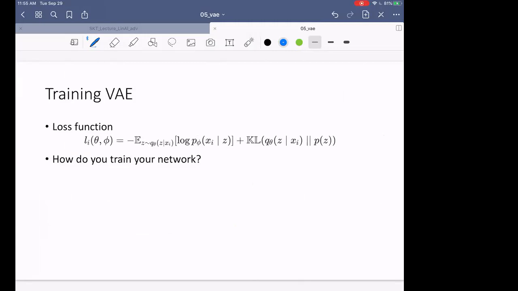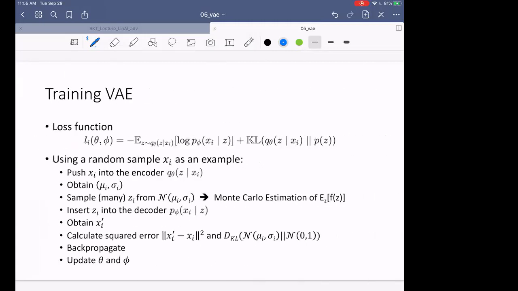So how do you train your network? This is the entire step. I hope you can remember this. I'm going to go through one step at a time. So you sample your X, right? You have a random sample Xi. I'm going to assume that this is sample by sample, instead of mini batch, that you just draw a random sample from your data set. So your Xi could be an MNIST image. So you draw a random image and then you push that into your encoder function, encoder neural network, and then you can obtain your mu i and sigma i.